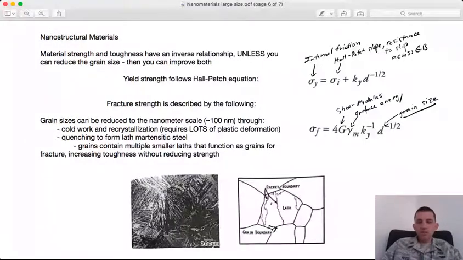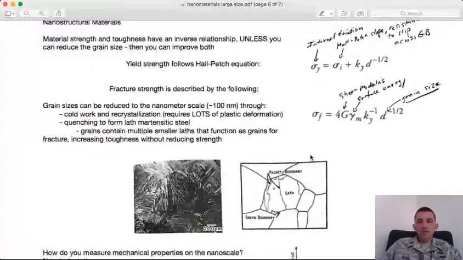This equation here is not from Callister, because in Callister, when we talked about fracture strength, we were talking about flaw size, right? We didn't look at the impact of grain size on the fracture strength, but it turns out that there's the same relationship here on fracture strength with grain size as we saw in the Hall-Petch equation. So if you can reduce the grain size, you actually get both. Material strength increases and toughness increases.